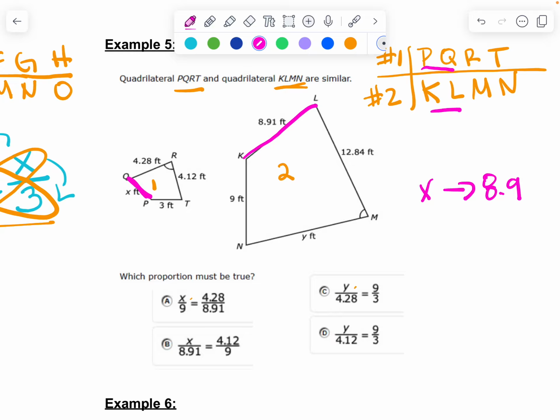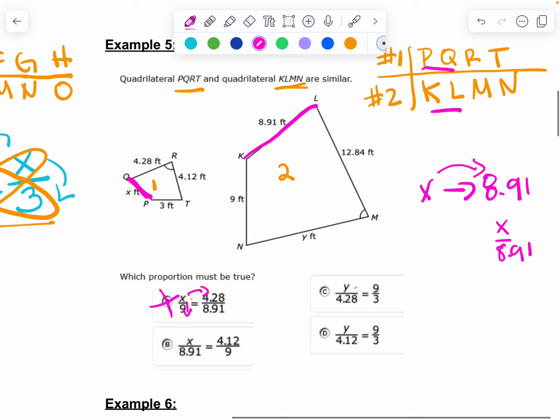Okay, so remember how X could go next to the corresponding side, or it could go at the bottom. But it can never go across. So I'm going to look right here. I know X goes with 8.91. I forgot the 1. So it's not next to it. It's not underneath it. So that cannot be my answer.